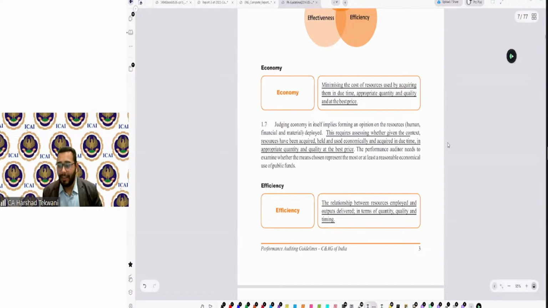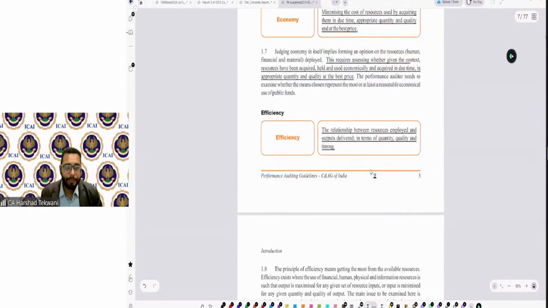Again, quality at the best price, because with the passage of time there is an escalation of the price, inflation is in the picture. So are you delaying the procurement, which is hampering the project, plus the procurement price, plus the quality of the product that you are getting, or how you are managing the quality with the procurement? All these things are part of economy.